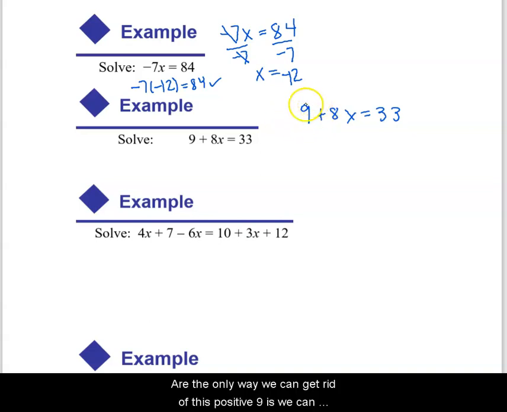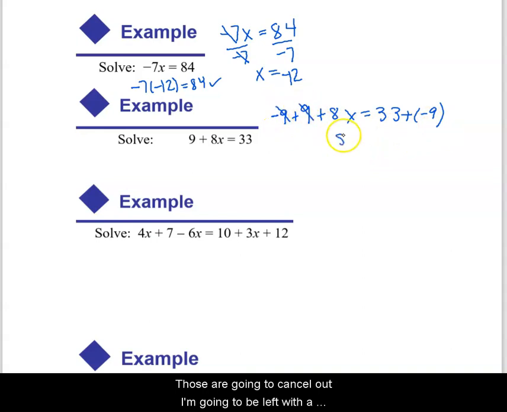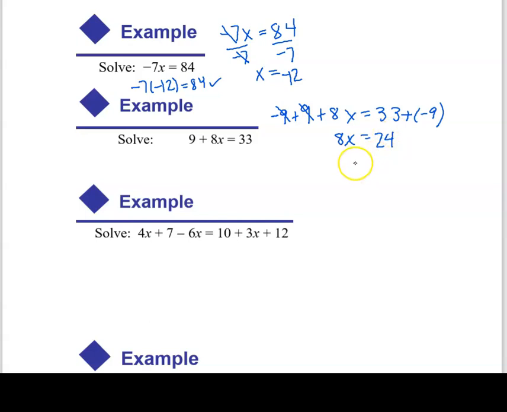Okay, the only way we can get rid of this positive 9 is we can add a negative 9 to both sides, which is the same thing as subtracting 9. Okay, those are going to cancel out. I'm going to be left with a positive 8x is equal to 33 plus negative 9, and 33 plus negative 9 is going to give me 24.